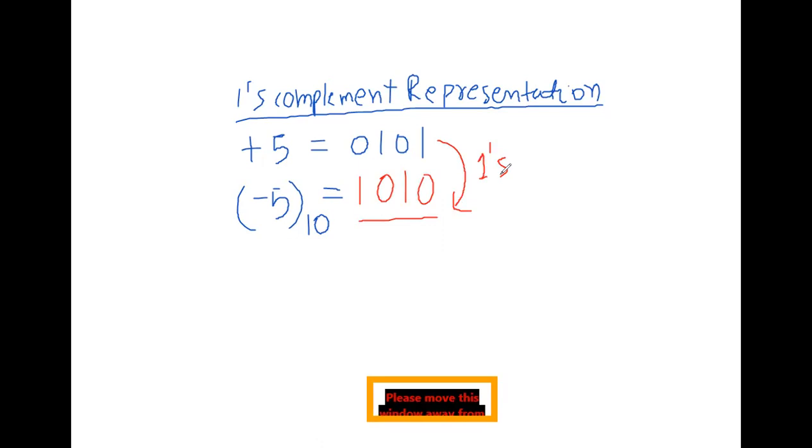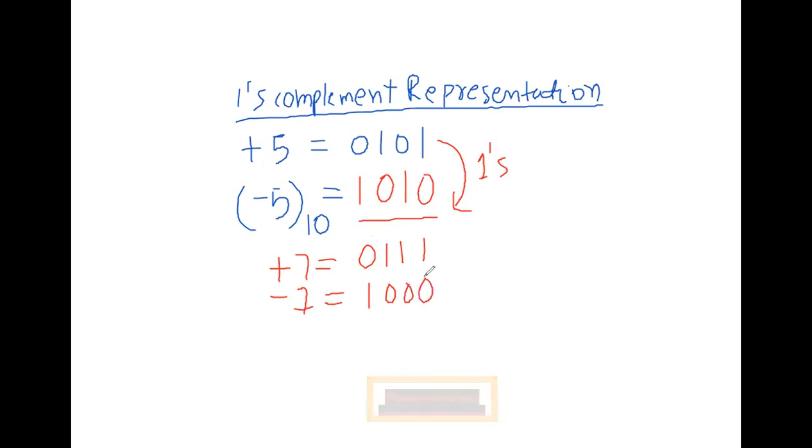Understood? In the same manner, if +7 is known, what is +7? It is 0111, right? So what is minus 7? Just take the 1's complement, so it will be 1000. This is minus 7. Understood how to represent negative numbers in 1's complement? Okay. Next is 2's complement representation. Same, right? 2's complement representation.